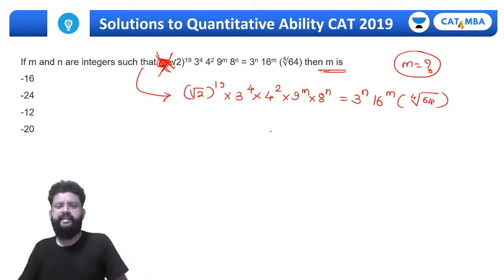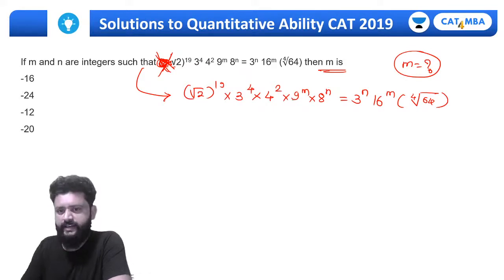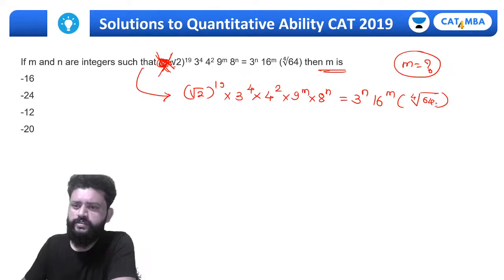So this is the bit correction. There was one typo here. So let's solve this question, guys. क्या करना था यहाँ पे? If you look at this, यहाँ पे 2 and 3 दिख रहे थे. 9 can be written as 3 square, 8 can be written as 2 cube, then 16 can be written as 2 to the power 4. Then you can take the fourth root of 64.